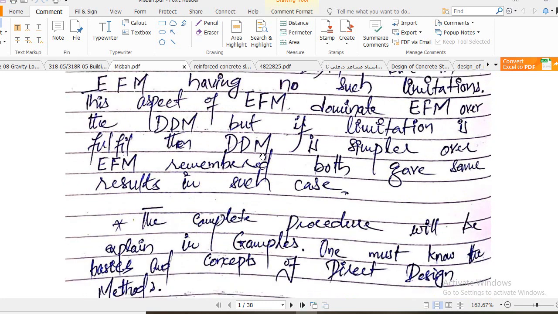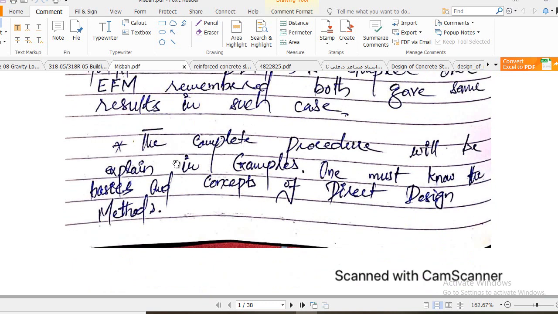If the limitations of the DDM are fulfilled, there are certain limitations of the DDM method, then it is better to use DDM as compared to the equivalent frame method, because the equivalent frame method involves some other lengthy calculations as compared to DDM and gives the same results as those by the DDM. But if those limitations are not fulfilled, then we are compelled to use EFM. Clear? The complete procedure will be explained in examples.